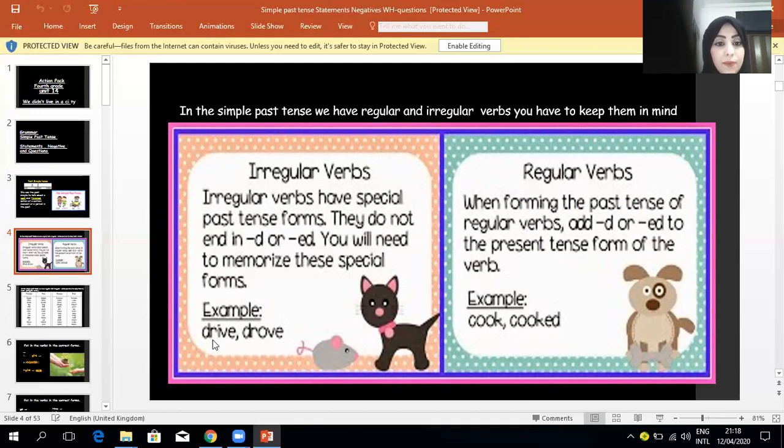For example, drive, drove. Some verbs are irregular verbs. Irregular verbs do not have a simple rule for how to change them in past tense. There is no rule for these verbs. You simply have to remember them. You have to read them and listen to them until you can remember the correct verb. So the past of drive is drove.